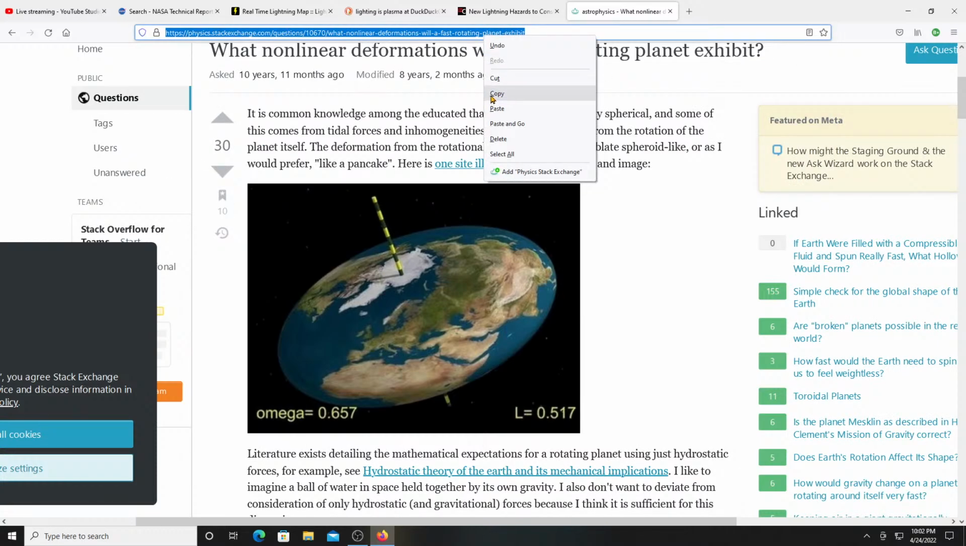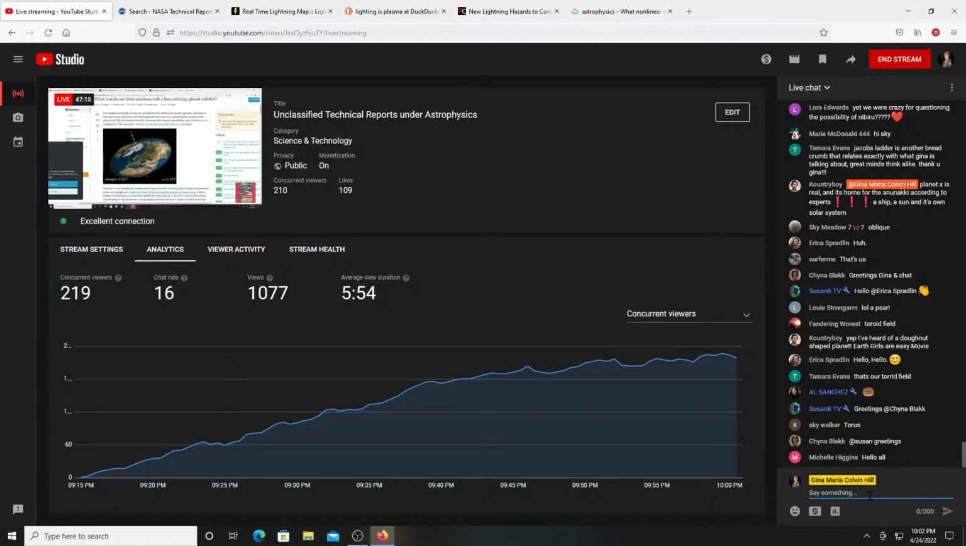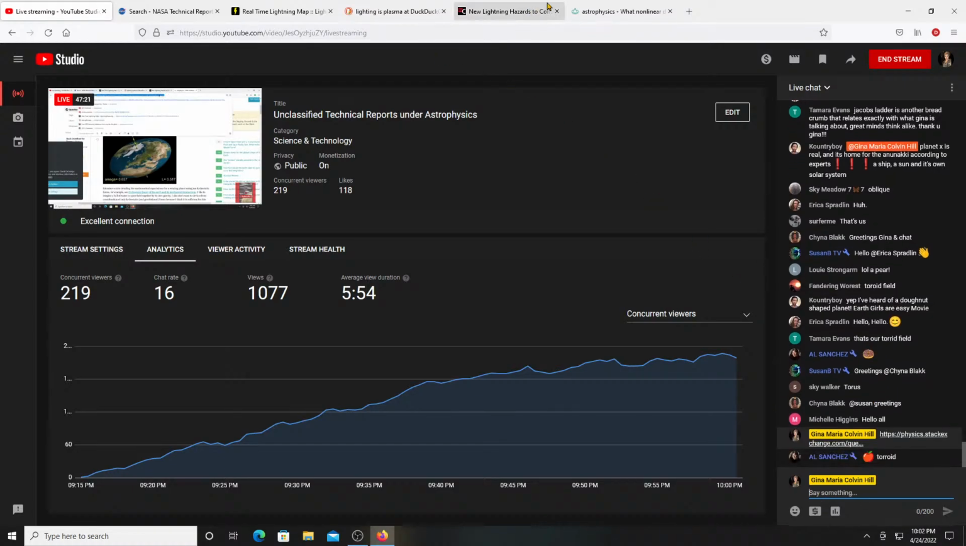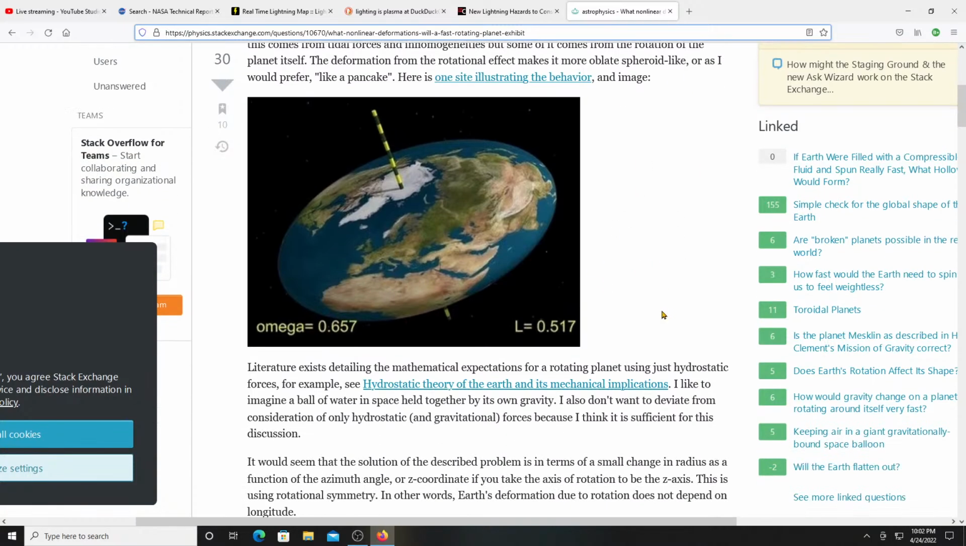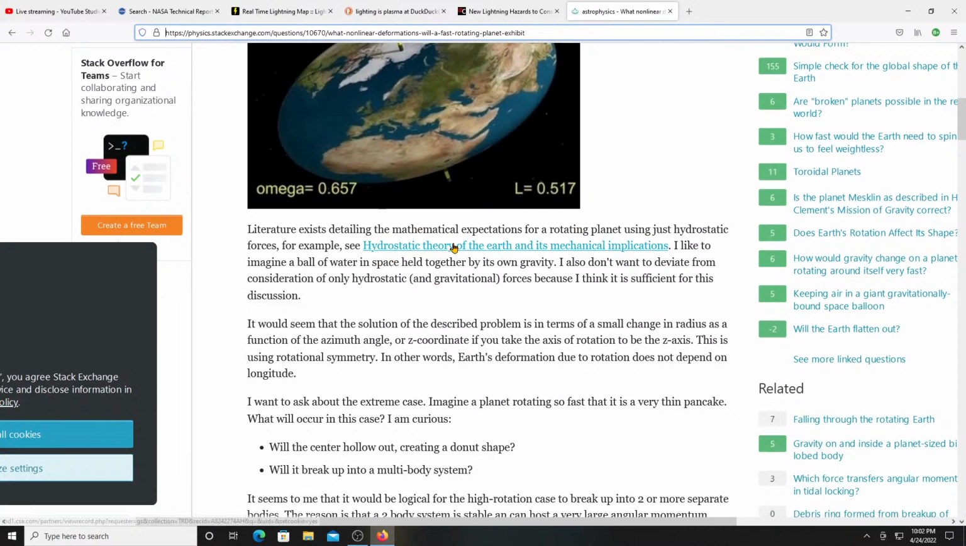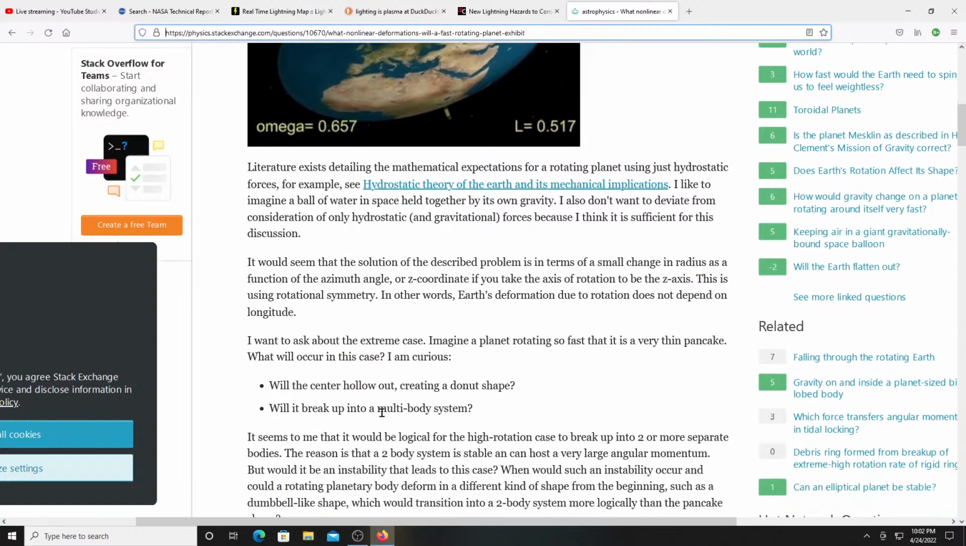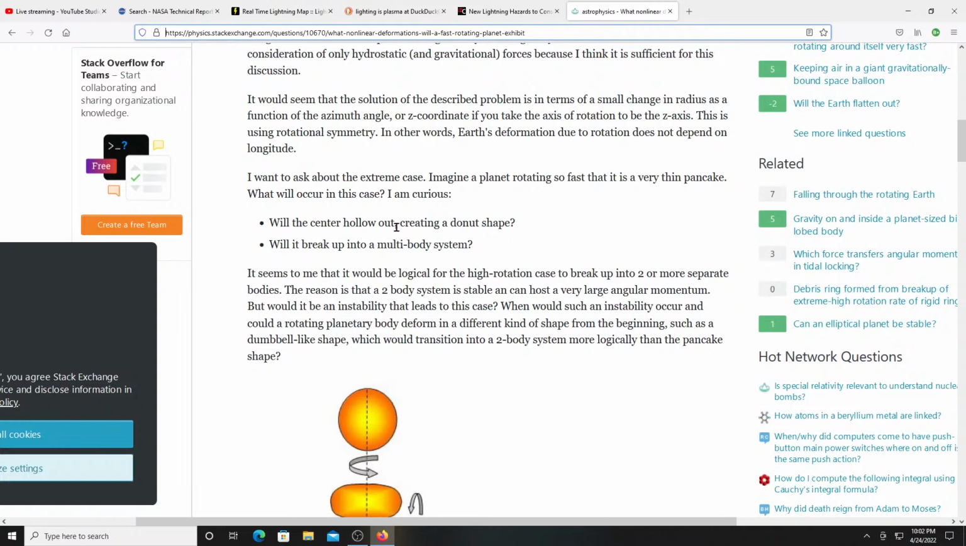You all, we can put this in here for you if you wanted to see that. Hello. We can put it there. This is your research. Here's one illustrating it. So look at that. The hydrostatic theory of the Earth and its mechanical implications. Imagine a ball of water in space held together by its own gravity. Will the center hollow out, creating a donut shape? Will it break up into a multi-body system?